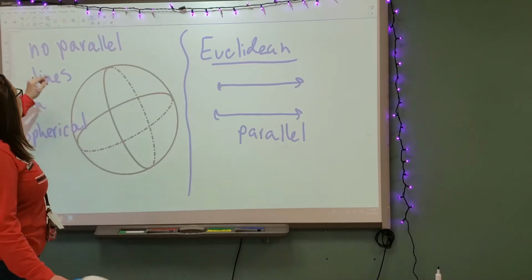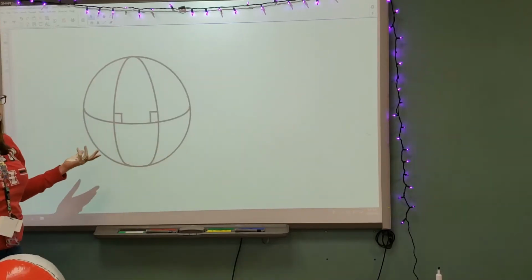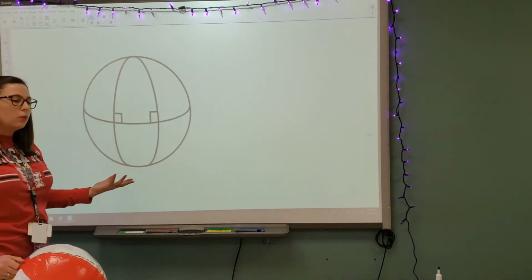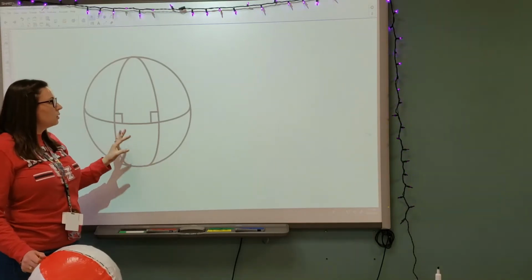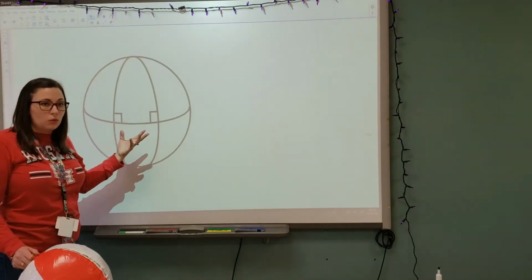Now we're going to talk about triangles. This is the last kind of thing that you're going to deal with for spherical versus Euclidean, and this is the one that we're going to work with the most.